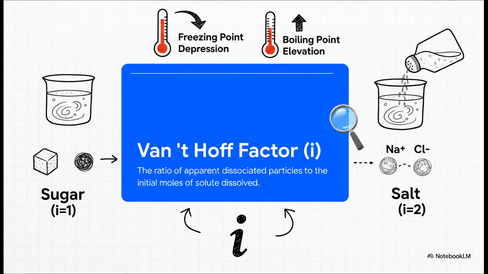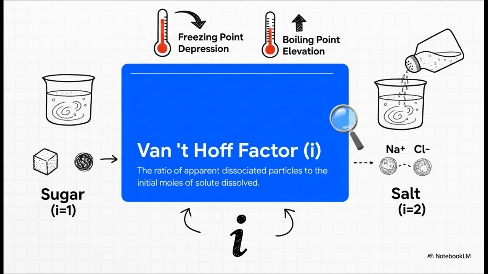Back in the day, scientists were making some massive calculation errors regarding colligative properties. We're talking about things like boiling points and freezing points. Van 't Hoff swoops in and fixes this with what we now call the Van 't Hoff factor, represented by the letter i. Basically, it's a scaling multiplier. It's the ratio of the apparent number of dissociated particles floating around in a solution compared to the original number of moles you dumped in.